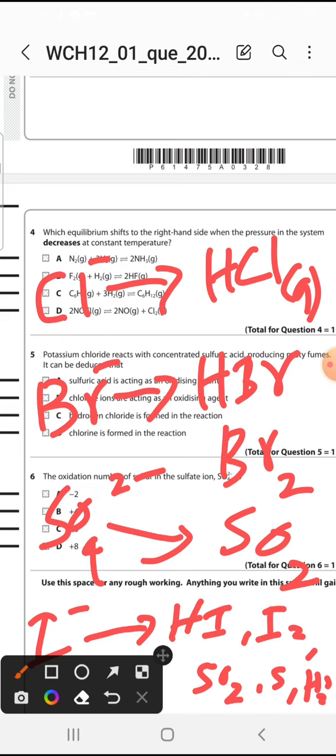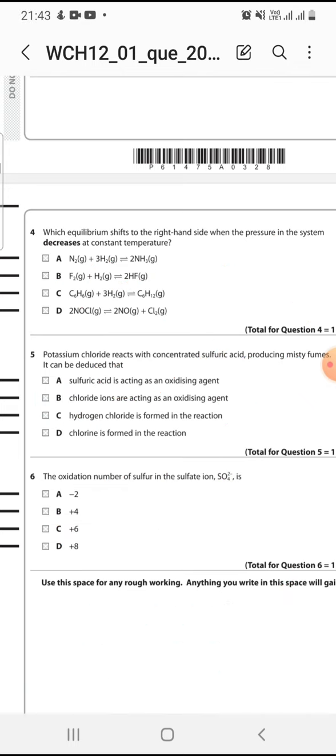So guys, the first one says sulfuric acid is an oxidizing agent. No, nothing here. Not an oxidizing agent, no. Just HCl forms in the reaction. The answer has to be C.